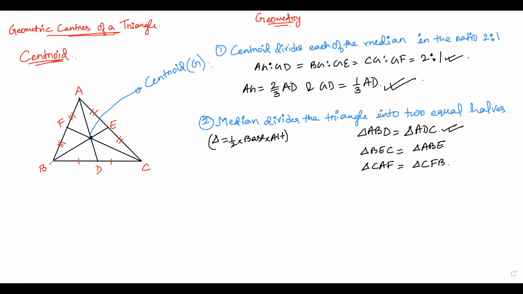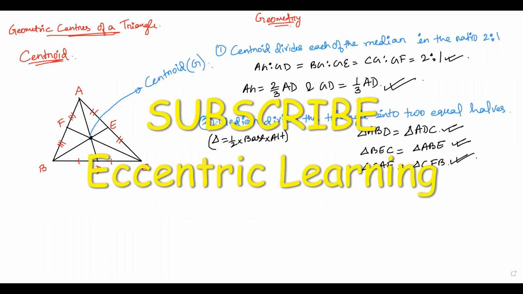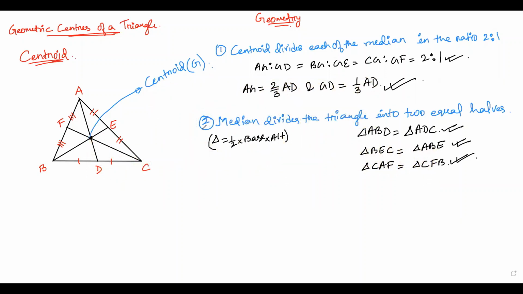In a similar way, since BE is the median, the area of triangle BEC and the area of triangle ABE would be equal. And since CF is the median, the area of triangle AFC and the area of triangle BFC will also be equal. So any median of a triangle will divide the triangle into two equal halves.